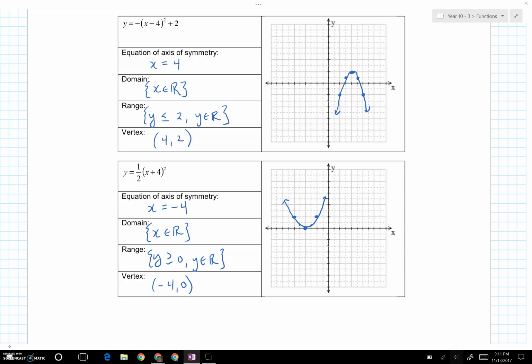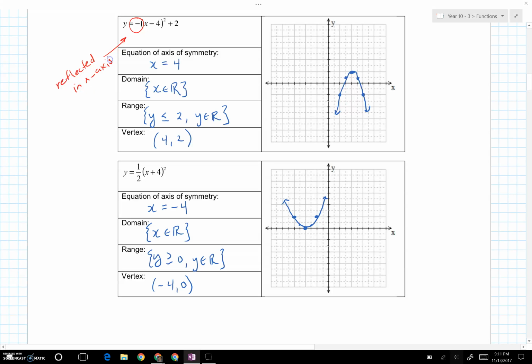Well, here if I look at my example of negative x minus 4 squared plus 2, here are a couple of things I notice. I know my equation of axis of symmetry is at x equals 4. I know my domain is the same. Notice here I have a negative sign, so it got reflected in the x-axis.